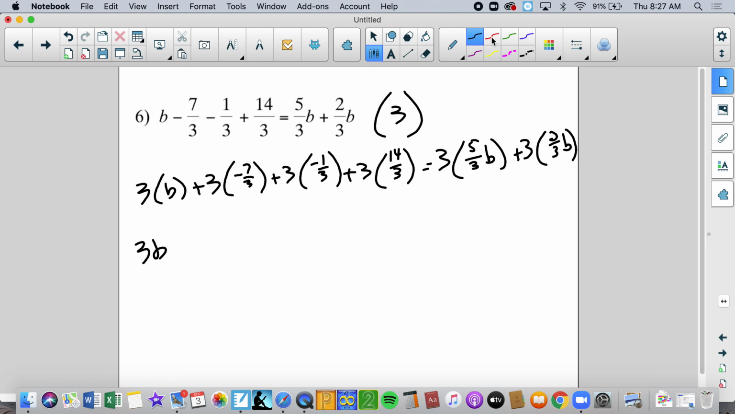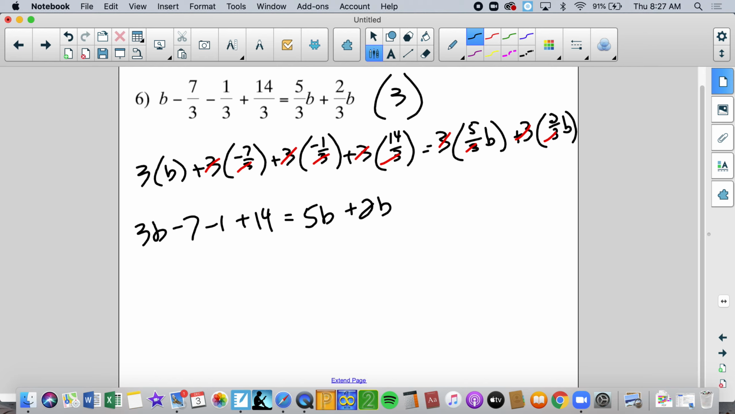3b, the 3's cancel here, so you're left with negative 7. The 3's cancel here, you're left with negative 1. The 3's cancel here, you're left with 14 equals. The 3's cancel here, you're left with 5b. And the 3's cancel here, and you're left with 2b. Remember, we always want to look to see if we can simplify.